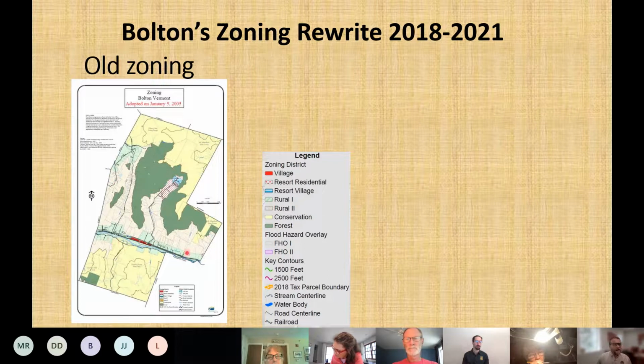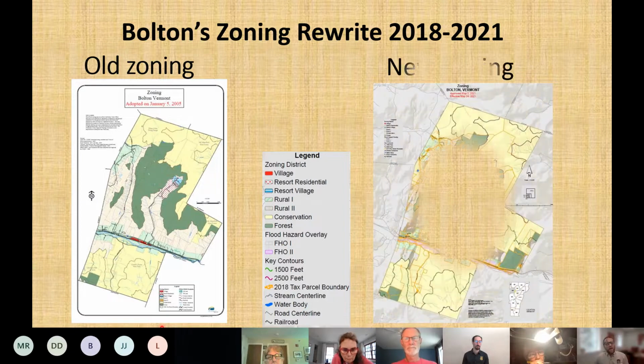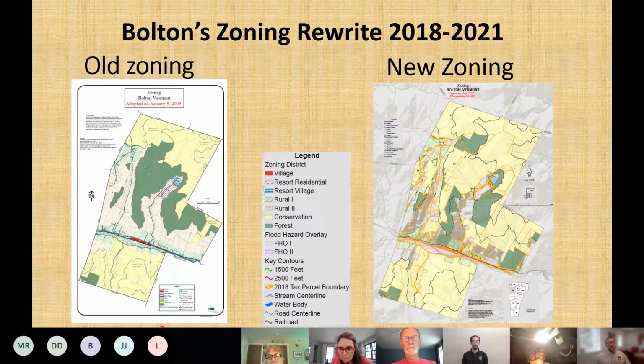I'm just pointing out the highway I-89. And so this is really a recipe for sprawl along Route 2 and the interstate here, and then along some of these north-south roads. So the new district, there are a couple things here. You'll see there's a lot more of the conservation district. So they expanded the district boundaries.